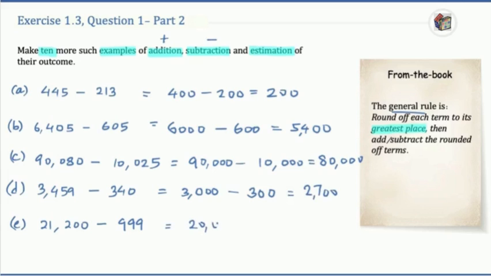21,200 is closest to 20,000. 999 is closest to 1,000, which is 1,000. And when you subtract, that is 19,000.